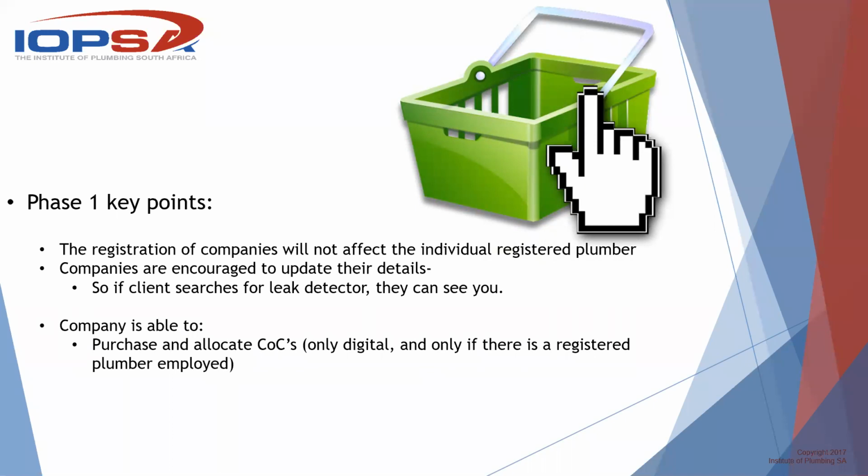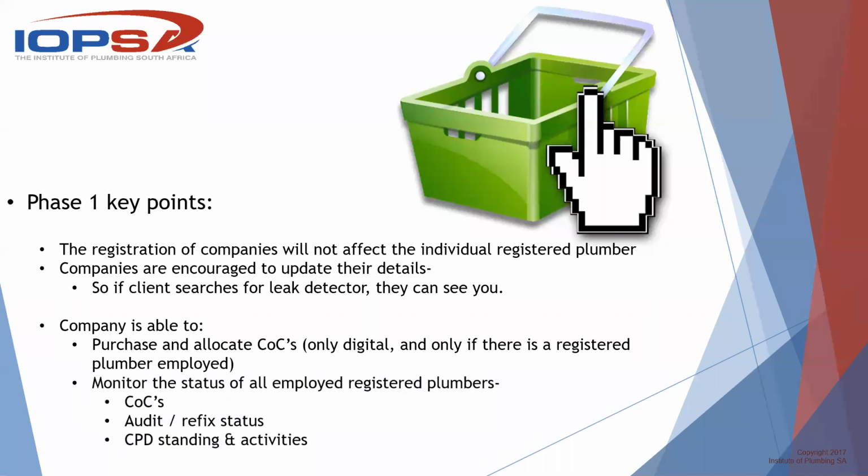Well, it is able to purchase and allocate the COCs on behalf of its registered plumbers. Or, if the owner himself is a registered plumber, that's fine. If you're a larger company, you can buy 20 or 30 COCs and then allocate them to your registered plumbers. Those COCs still are the sole responsibility of the registered plumbers. It doesn't absolve the plumber of any responsibility. It's just a mechanism by which the company is able to keep track of the allocation: who's doing what, what's where, and what's being allocated where.